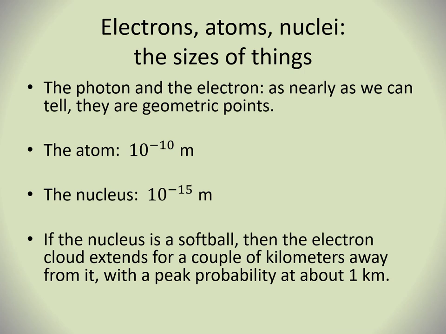It's incredibly small. So if the nucleus were a softball, then the electron cloud would extend out for a couple of kilometers with a peak probability of finding an electron at about a kilometer away. So the nucleus is really tiny, and yet the nucleus is the place where almost all of the mass of the atom is stored. It's in the protons and neutrons of the nucleus.